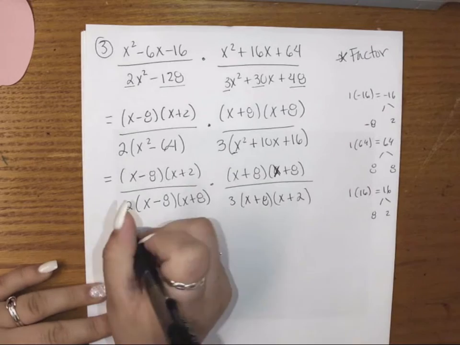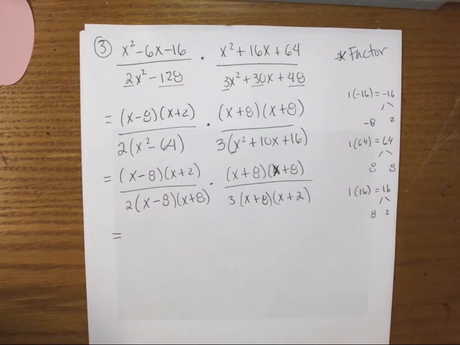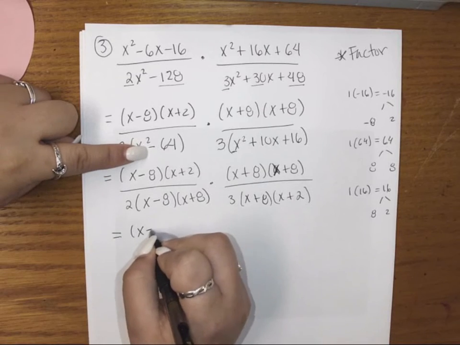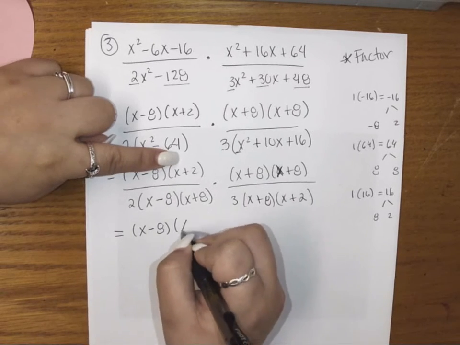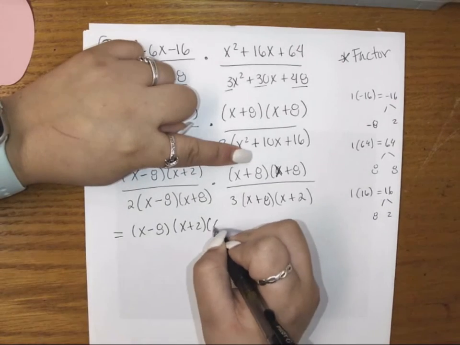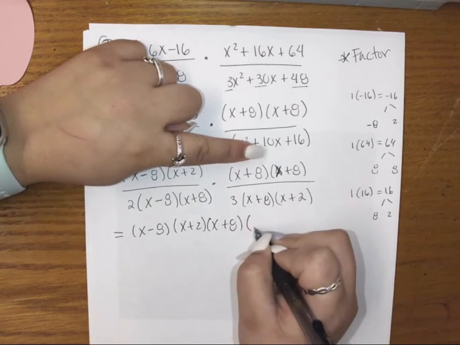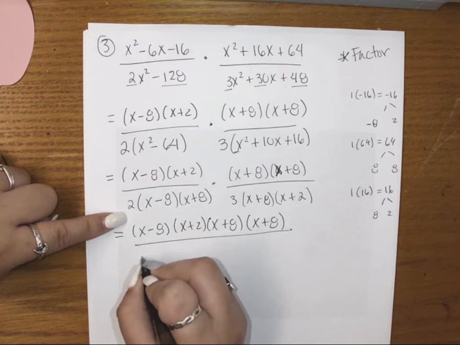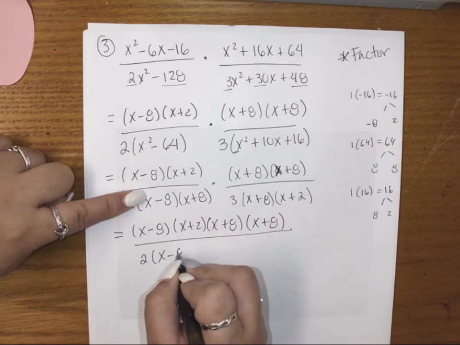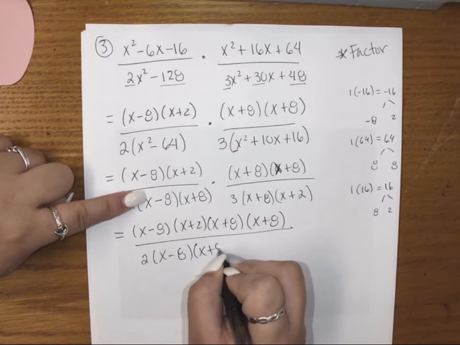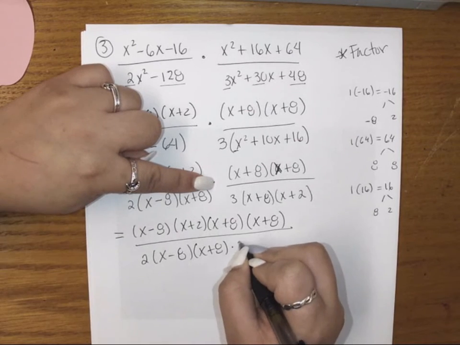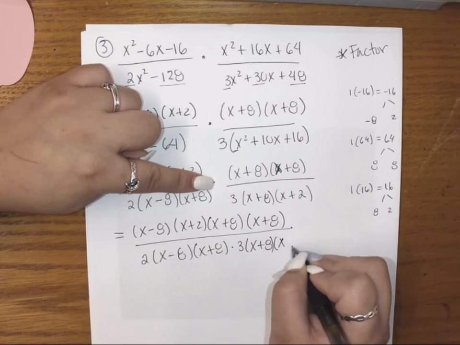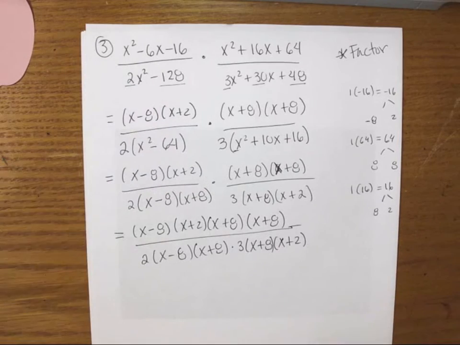Now that everything's completely factored, now we're able to multiply. So we multiply fractions straight across. So we have x minus 8 times x plus 2 times x plus 8 times another x plus 8. All over, we end up with 2 times x minus 8 times x plus 8 times 3 times x plus 8 times x plus 2.